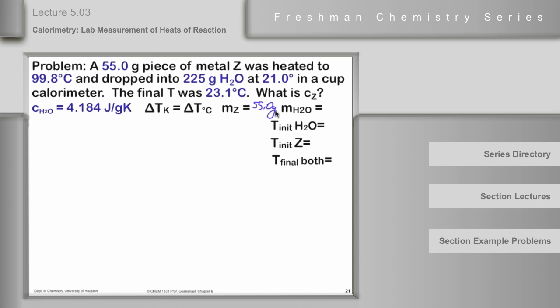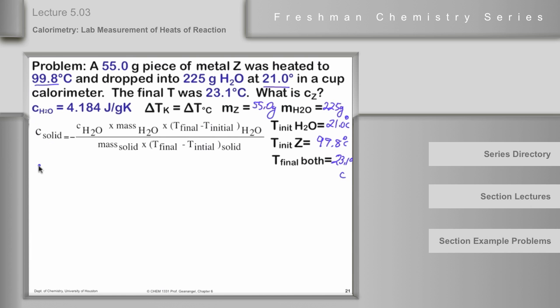The initial temperature of the metal is 99.8 degrees Celsius. And the final temperature for both of them is 23.1 degrees Celsius. So our equation, to remind you, is C of the solid. So this will be C of Z is equal to minus sign times C of the water, which is 4.184 joules per gram Kelvin, times the mass of the water, 225 grams, times delta T of the water.